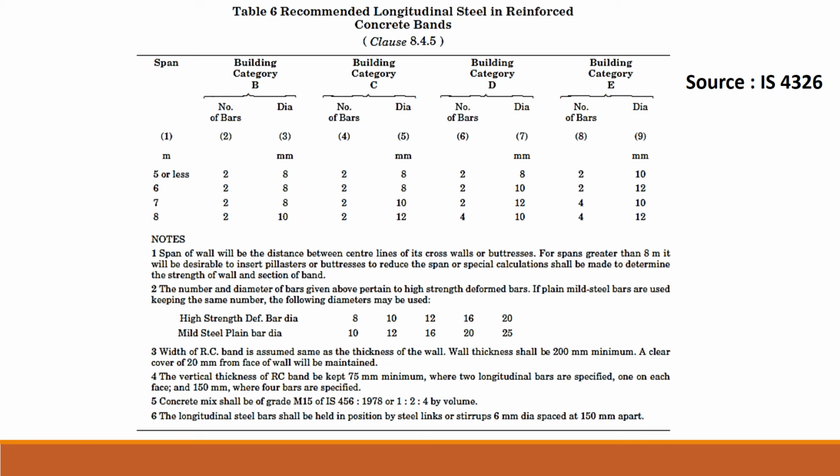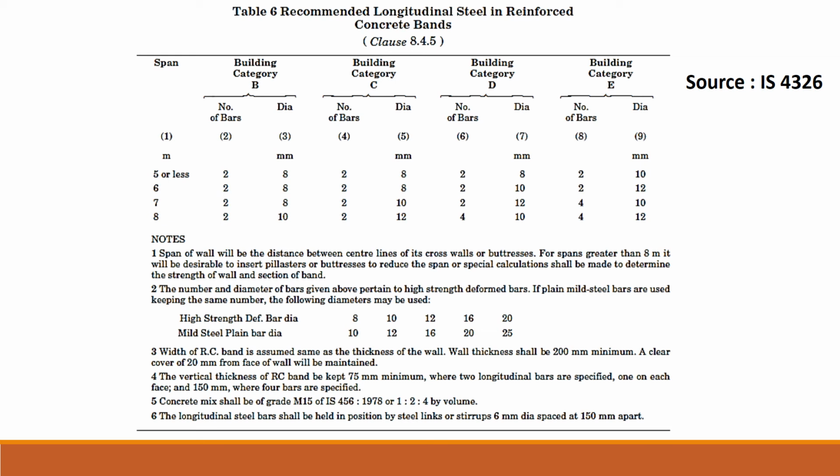Now the span of the wall will be the distance between center lines of its cross walls. For spans greater than 8 meter, it will be desirable to insert pilasters or buttresses to reduce the span, or special calculations shall be made to determine the strength of the wall and section of the band. This is given in note 1.